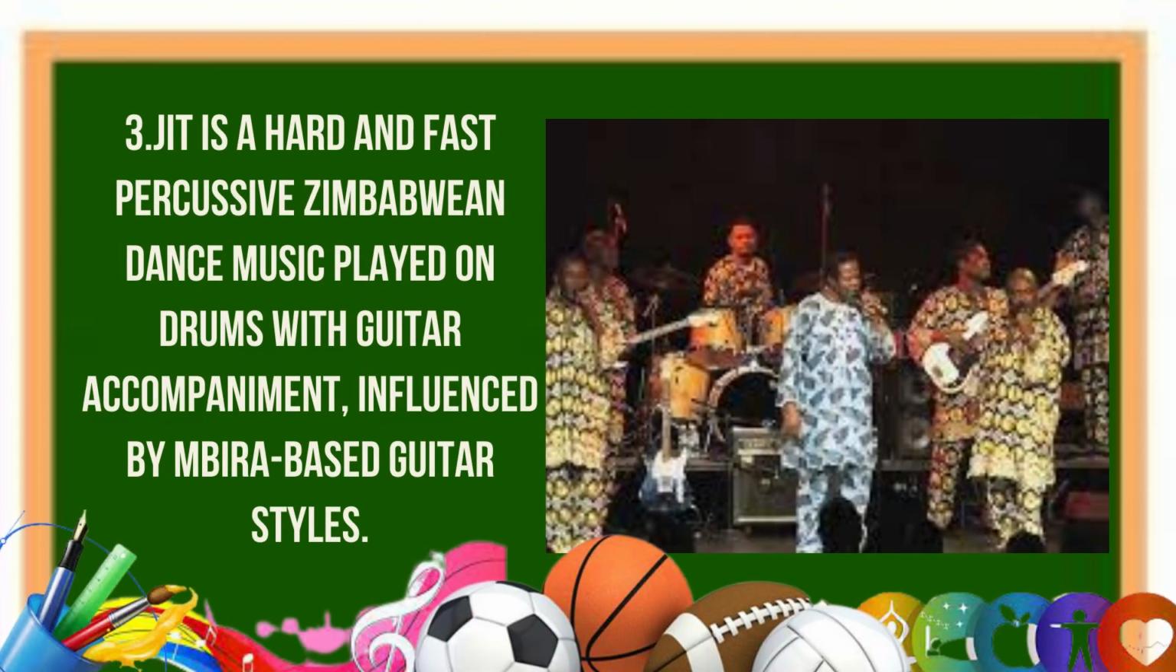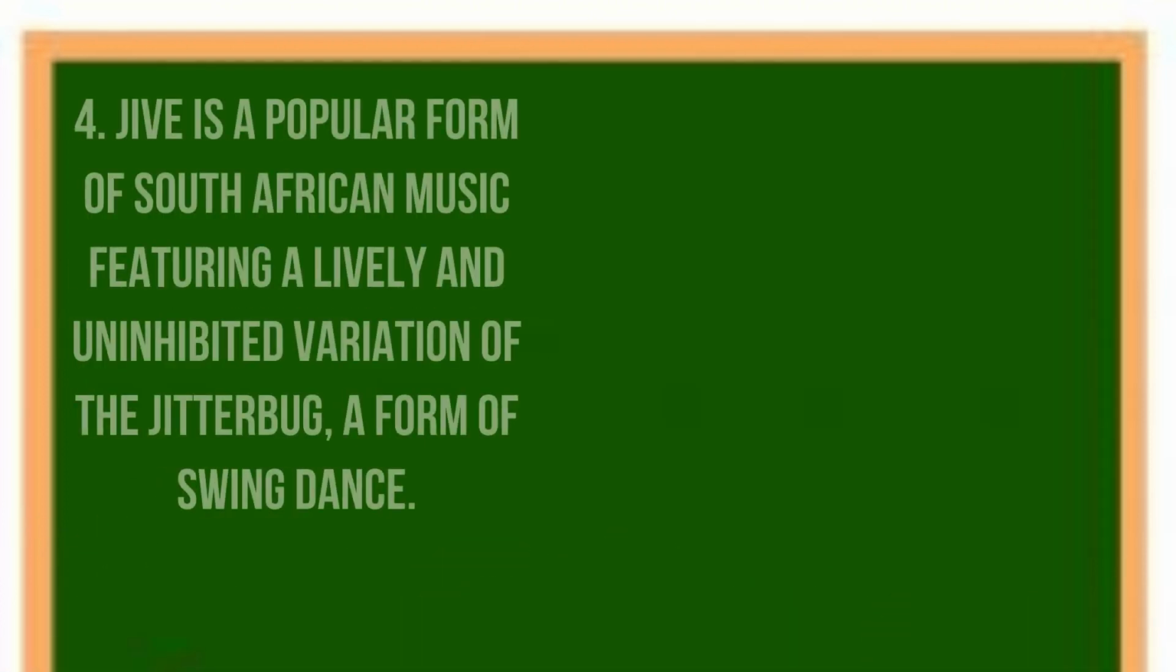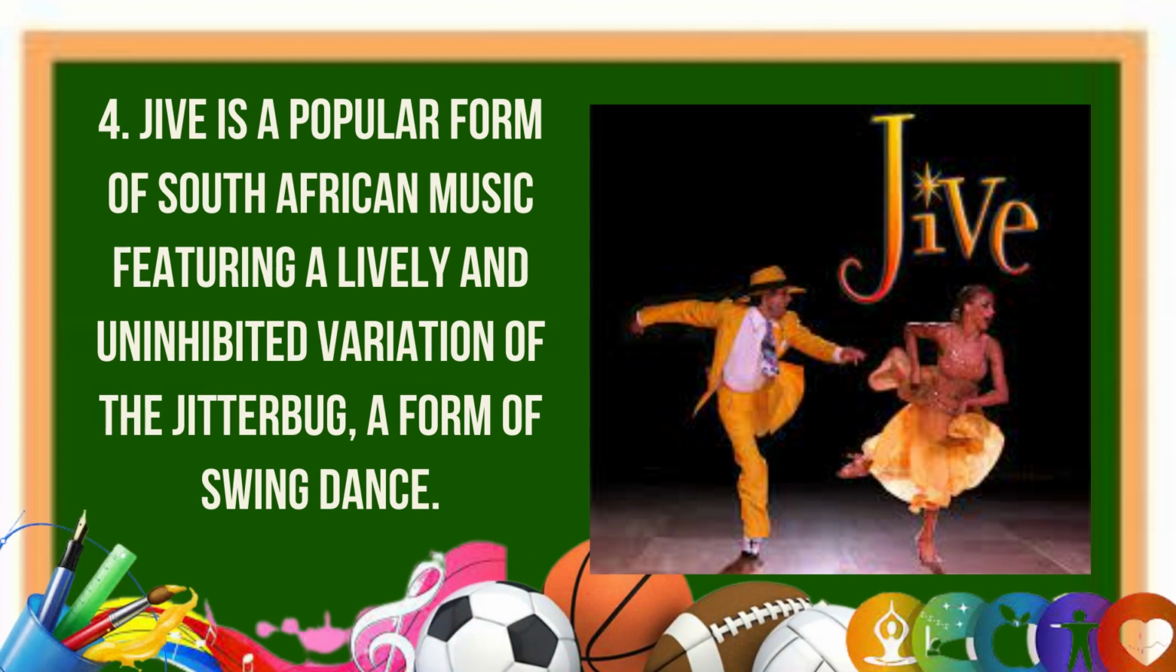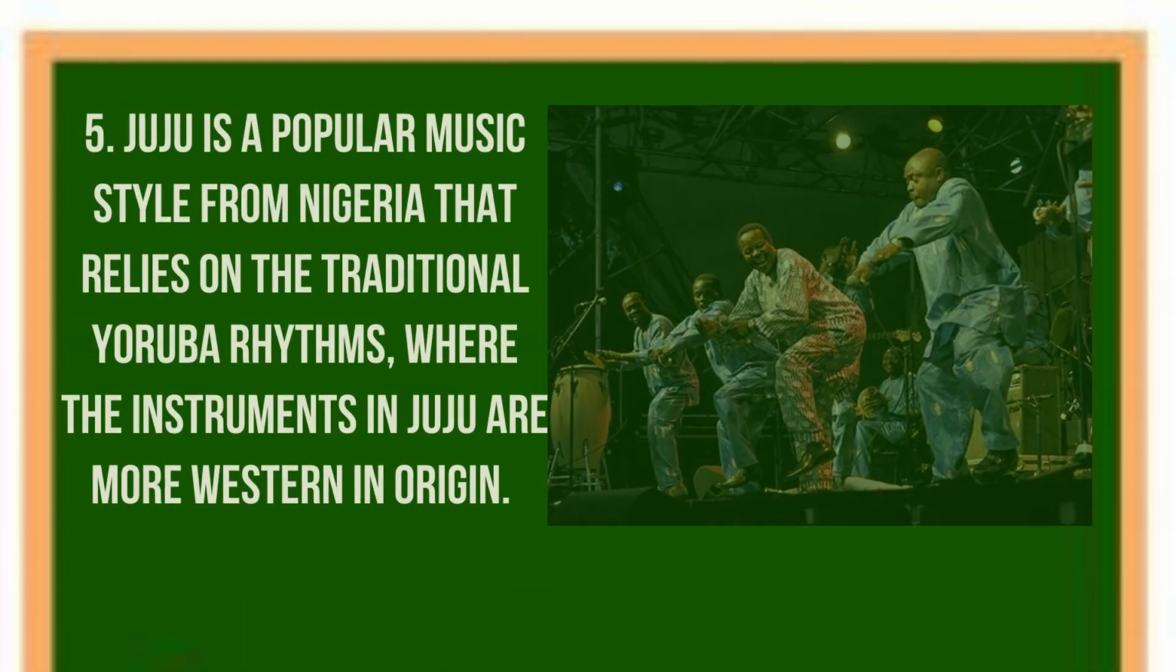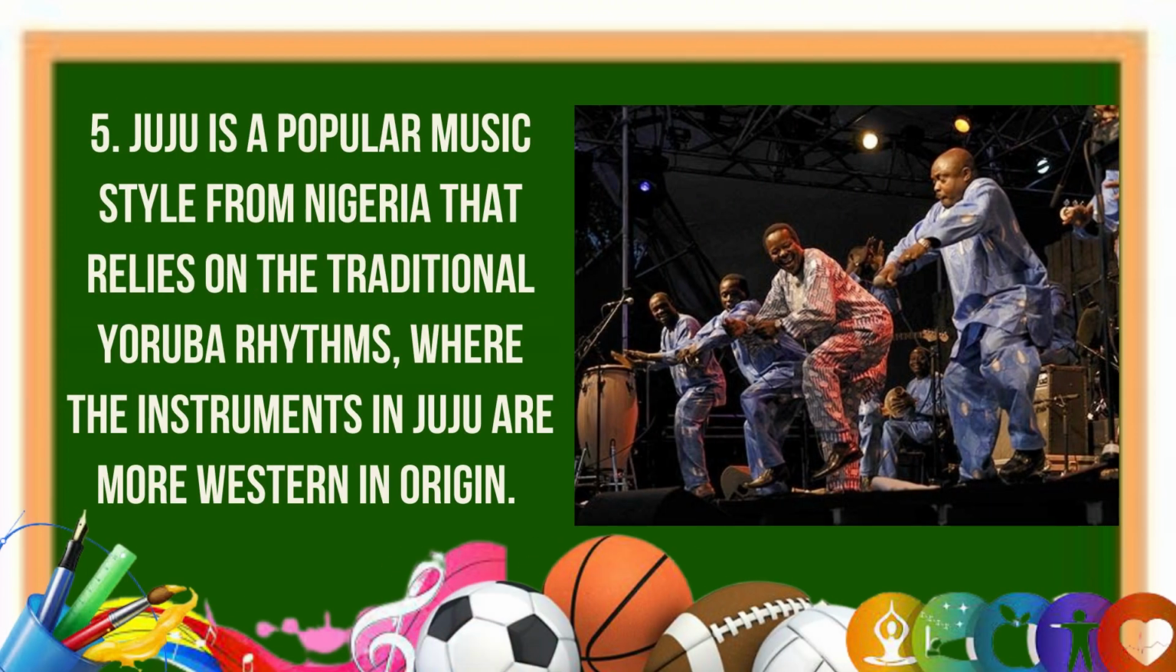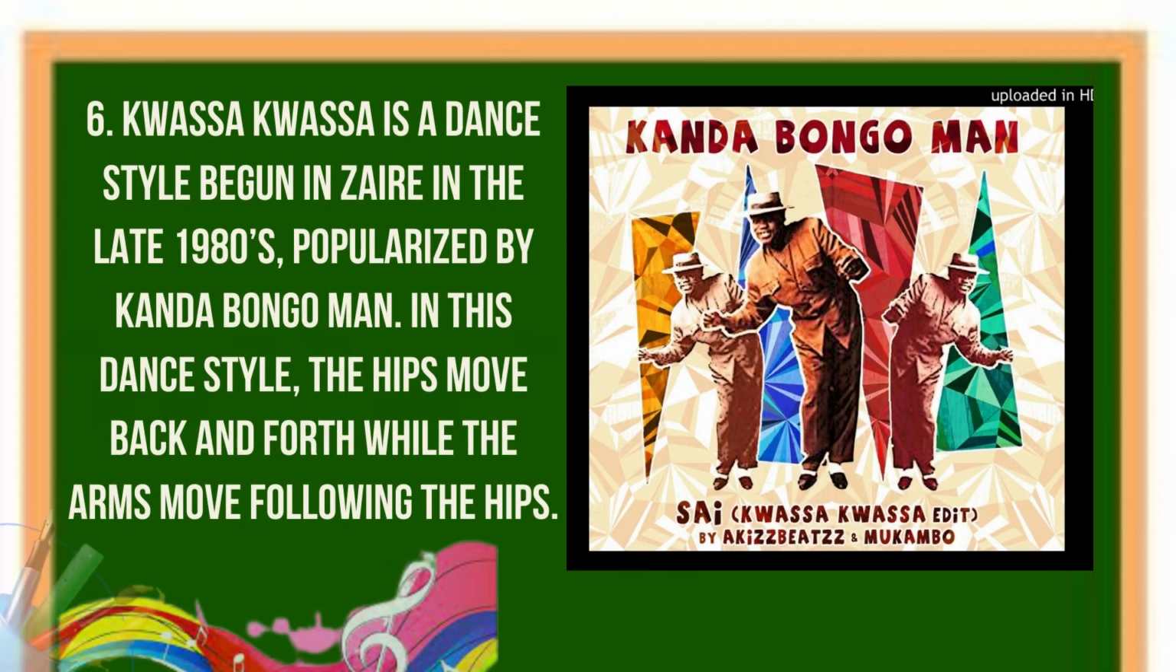3. Jitterbug is a hard and fast percussive Zimbabwean dance music played on drums with guitar accompaniment, influenced by mbira-based guitar styles. 4. Jive is a popular form of South African music featuring a lively and uninhibited variation of the jitterbug, a form of swing dance. 5. Juju is a popular music style from Nigeria that relies on a drum kit, keyboard, pedal steel guitar, and accordion, used along with the traditional dun-dun, talking drum or squeeze drum.